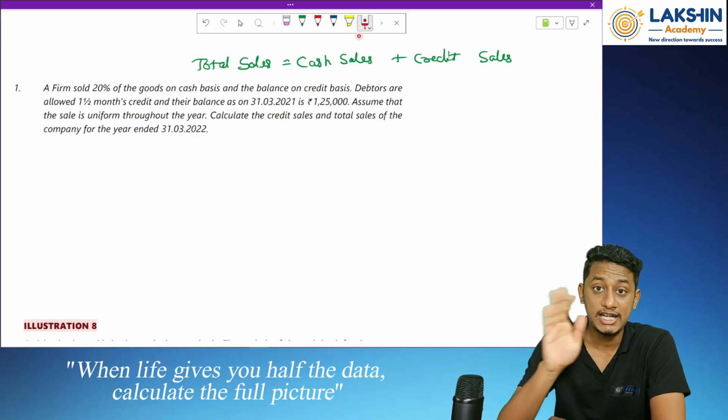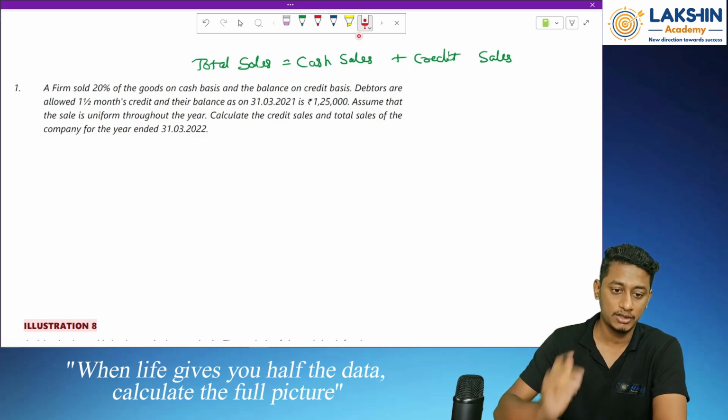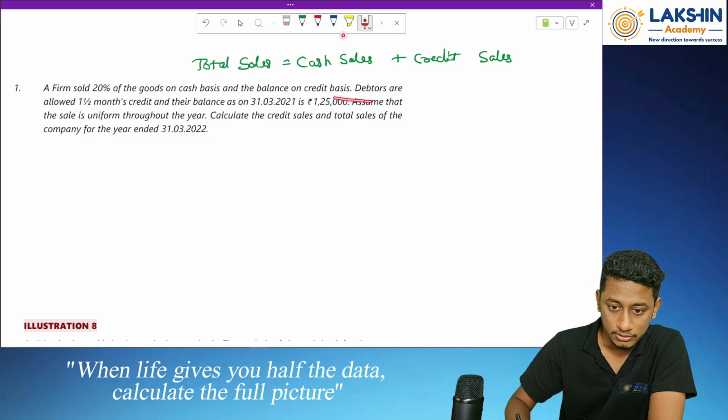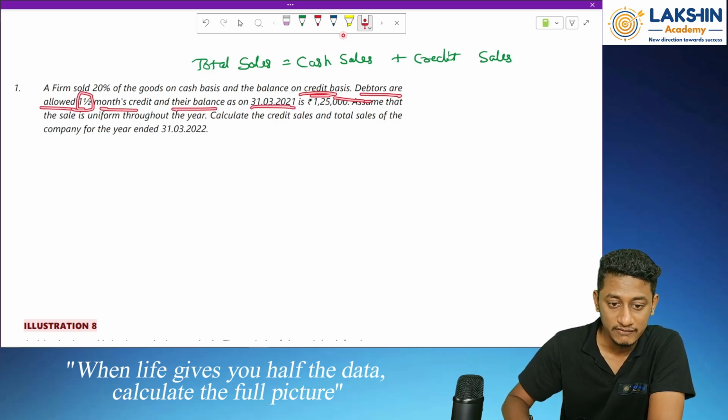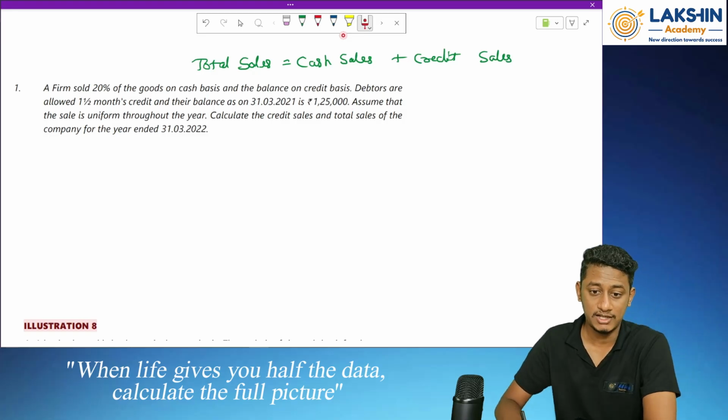So no entry will be passed in the debtors account. Simple. Okay, so going ahead. So on the credit basis, okay, fine. Debtors are allowed 1.5 months credit, and their balance as on 31/3/2021 is how much? 1,25,000 is the balance. It's in the closing balance of debtors.